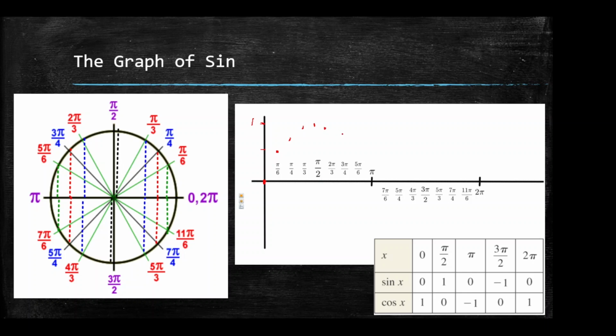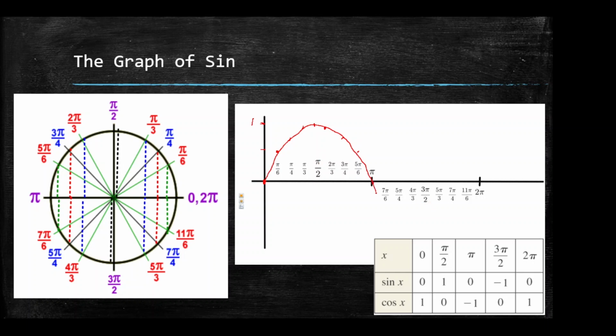So radical 3 over 2, radical 2 over 2, 1/2, and then 0. I'm not going to plot all of these. You kind of see the point now. And again, connecting the dots now, I get a better curve than I did just showing you the pi over 2 and the 3 pi over 2.